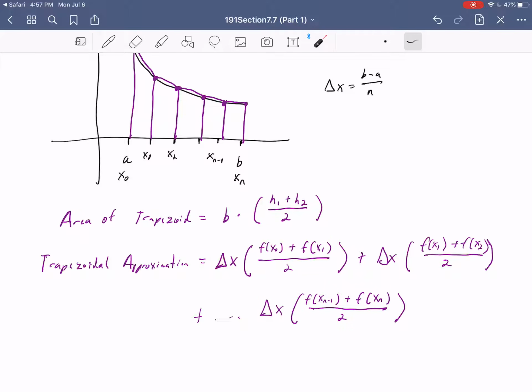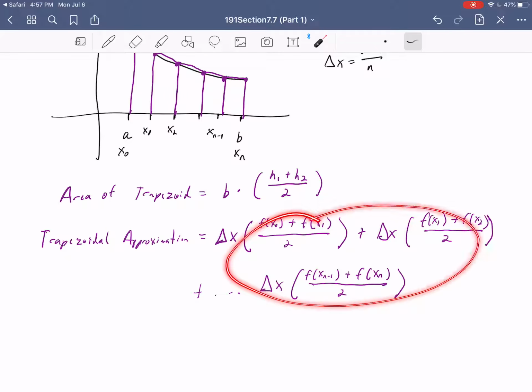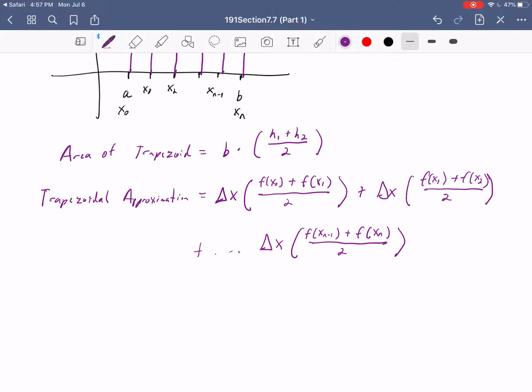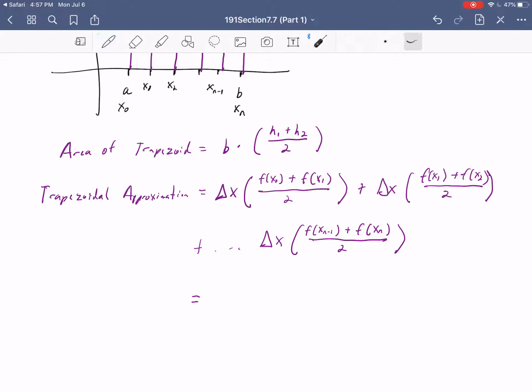Notice these aren't base times height because they're not rectangles. They're base times the average of the heights, which is how you calculate the area of a trapezoid. Now, this is a little bit messier, but we can be clever here and factor out. Notice that every one of these terms has a delta x and also a divide by 2. So we can factor this out as delta x divided by 2.